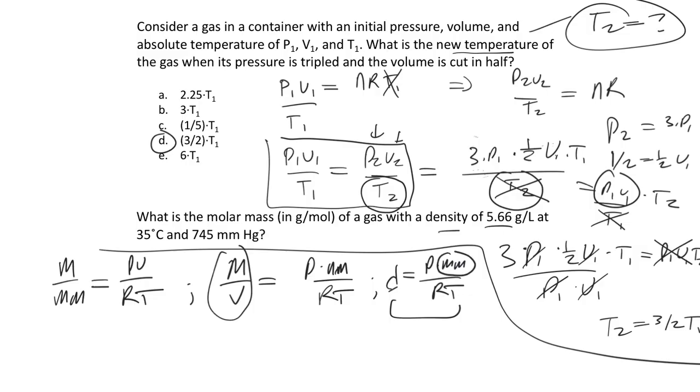Just have to account for some units here. So I want to know the molar mass, so I'll solve this equation for molar mass. So my molar mass would be equal to density times RT over the pressure. Just taking this equation here and solving it for the molar mass.